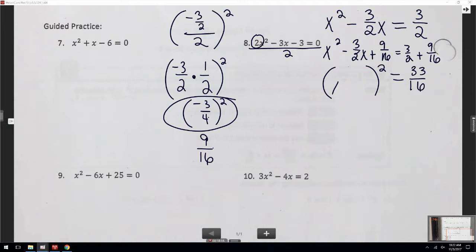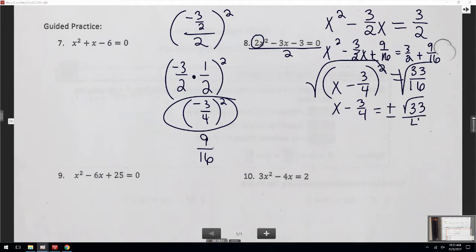Very good, very good. All right, everybody okay so far? Anybody not okay? All right, then we square root. We get x minus 3 over 4 equals. Now let's see how good you are. How do we write that guy? Almost. Plus and minus. Very good job.